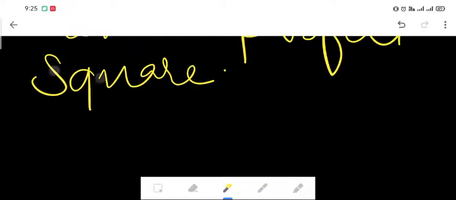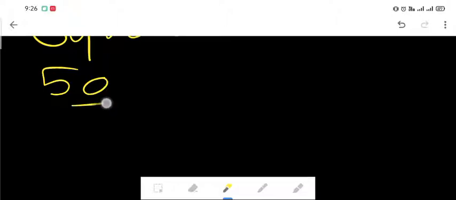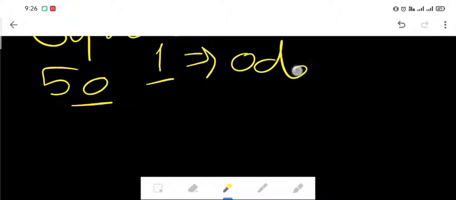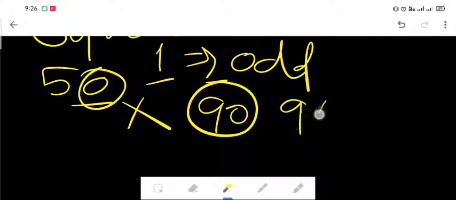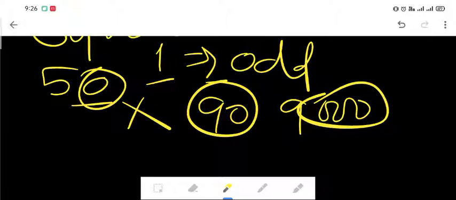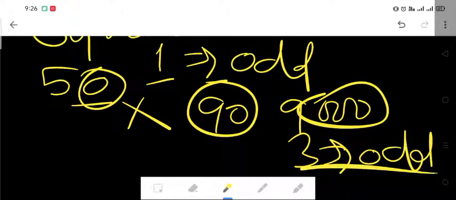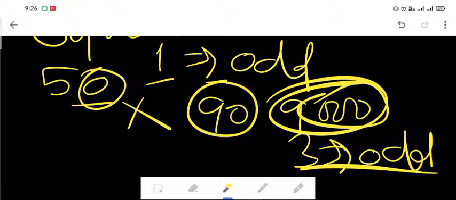Let's see it by an example. Here we have 50. In 50 we can see that the last digit has 0 one time, and 1 is an odd number. Therefore, the number of 0s in 50 is odd, so it is not a perfect square. Similarly, 9000. Here the number of 0s in 9000 is 3, and 3 is odd, so 9000 is not a perfect square.